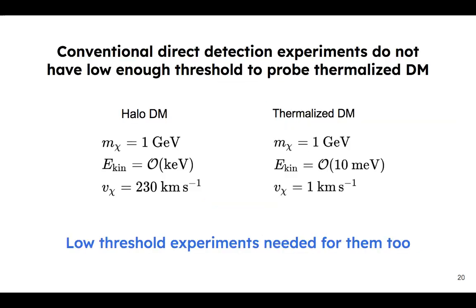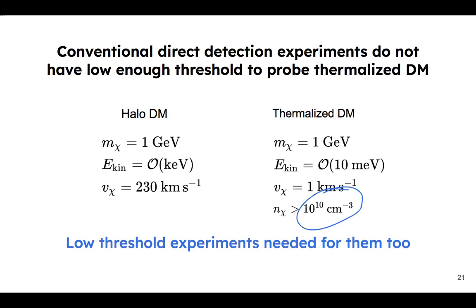But the point is that because this is thermalized dark matter, the temperature or the typical energy of these dark matter particles is much smaller than the halo dark matter. If you compare the energies for the same mass, you can see that this is a much lower energy, lower velocity. So you need low threshold devices to look for this thermalized dark matter.